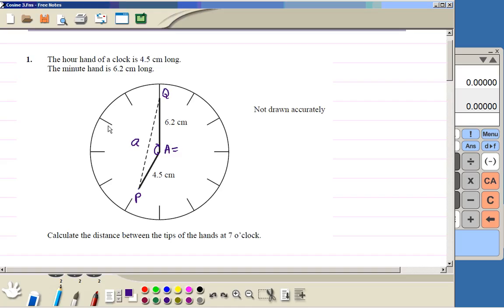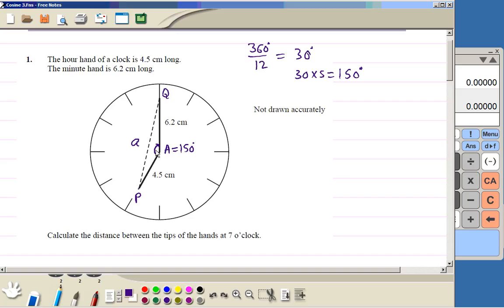So it's 1, 2, 3, 4, 5 hours. There are 360 degrees in a circle. One cycle has 12 hours. So if you divide 360 by 12, you get 30 degrees. Each hour represents 30 degrees, so 5 of them: 30 times 5 is 150 degrees. So this angle here is 150 degrees.